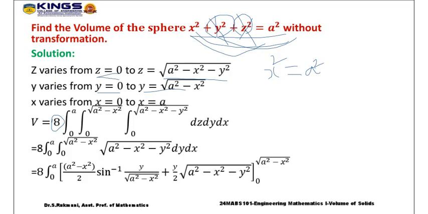Okay. So volume equals 8 into triple integral dz dy dx. The limit for z is 0 to root of a square minus x square minus y square. Limit for y is 0 to root of a square minus x square. Limit for x is 0 to a. Okay. First integrate with respect to z. That means what? dz becomes z. So substitute the limit, that is root of a square minus x square minus y square into dy dx. Again using the same formula as we used in the previous problem.